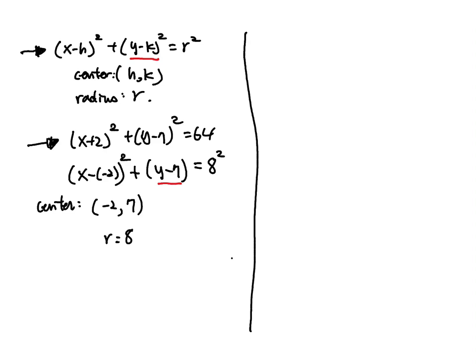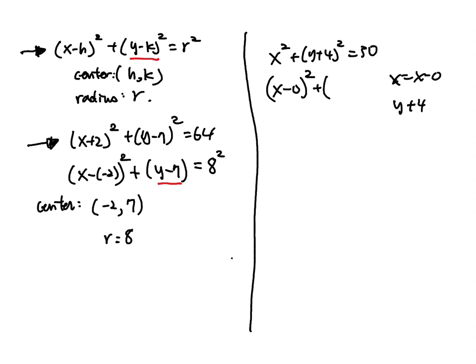Same idea for part B: x squared plus y plus 4 squared equals 30. Let's rewrite the h and k first. The x is the same as x minus 0. That should be something we can agree on. Plus y plus 4, I have to rewrite as y minus a negative 4, and that's going to equal 30. Sorry, I ran out of space. I'm going to write it a little better.